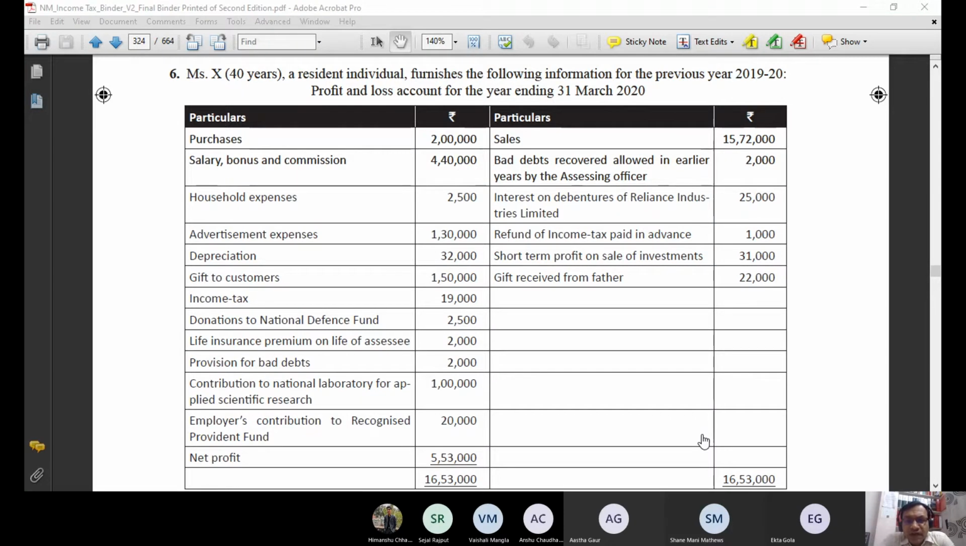So do you know what correction I need to make here? Can you tell me what correction I need to make? I contributed only 1 lakh and I have debited only 1 lakh. I should have debited 1,50,000, not only 1 lakh rupees. Are you getting my point? So I will further deduct 50,000 when I rectify my P&L account. Please raise your hand if you have understood this point of scientific research, which I have just told to you.